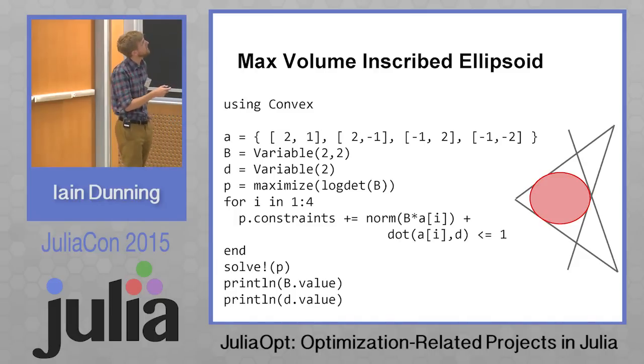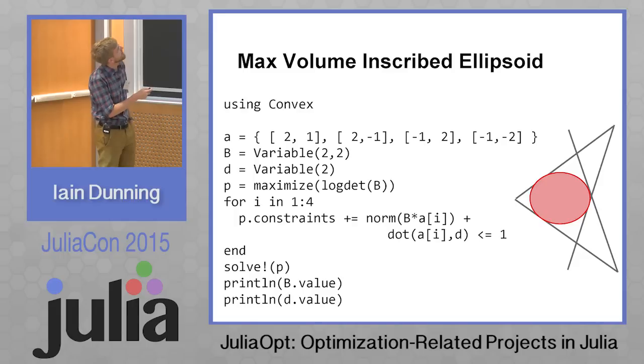So we define a variable, trust me on this one, B. So B equals Variable, a 2 by 2 matrix. d is a vector of length 2. Our problem is to maximize the log det of B. So logdet of B is defined by Convex as a function that can operate on variables, and it tracks the convexity or concavity of that function as it goes.